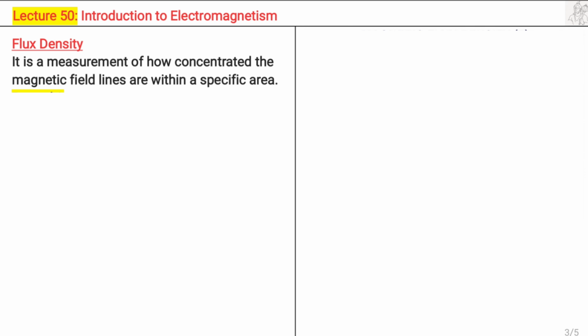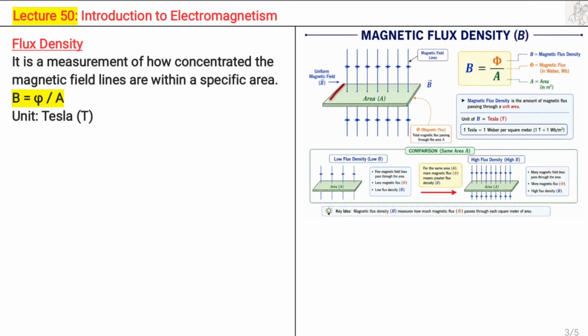Moving on to magnetic flux density, it is simply the measurement of how concentrated magnetic field lines are within the specific area. It is given by B is equal to phi, that is magnetic flux, divided by the area, and the units are Tesla. So here this is the area and these are the magnetic field lines concentrated in this area. So if the magnetic field line concentration is less, the flux density is less, and if the concentration is high, the flux density is high.